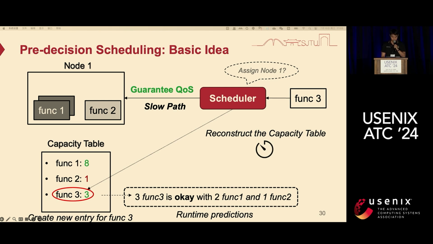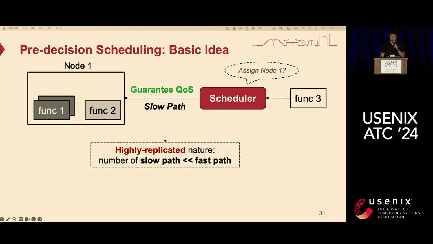Then, if function 3 comes, since the capacity table has no entry for function 3, the scheduler needs to make predictions when scheduling, calculating the capacity of function 3 and making scheduling decisions accordingly. Since we need to update the capacity table when scheduling, this incurs additional prediction costs on the scheduling critical path. It is the scheduling slow path, with which the scheduling performance is similar to prior works. Although the slow path still exists, the highly replicated nature of serverless workloads makes sure that the number of slow paths is much less than the number of fast paths. According to the analysis of real-world traces, scheduling with fast path takes about 90% of total schedulings.